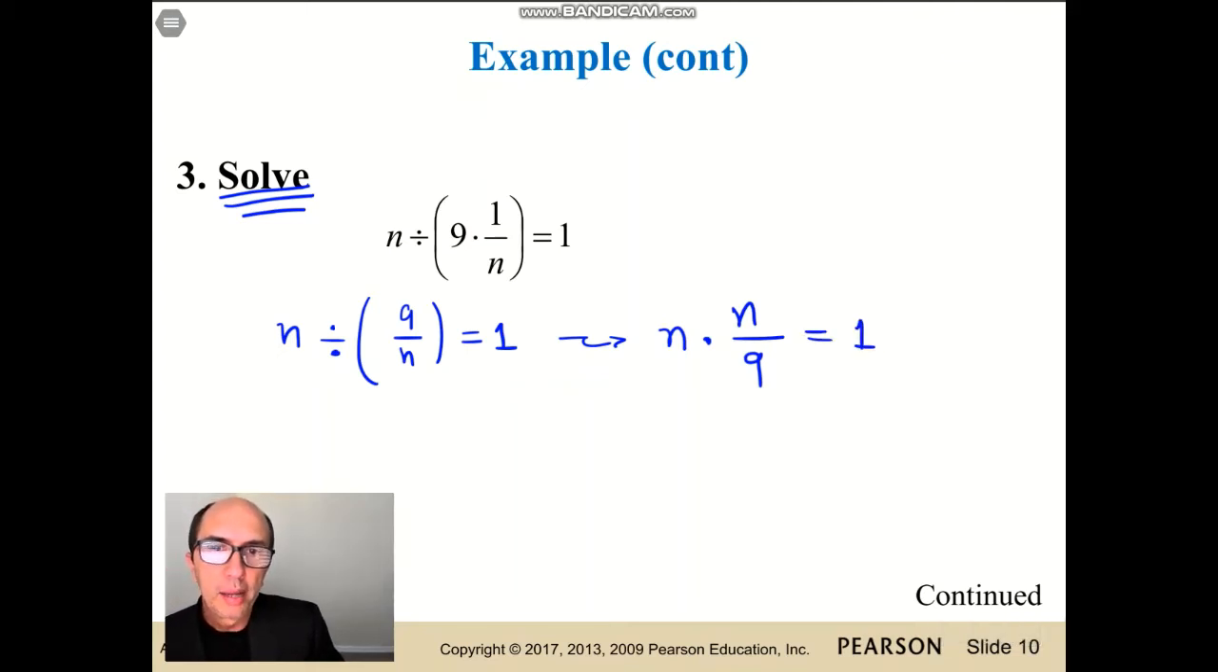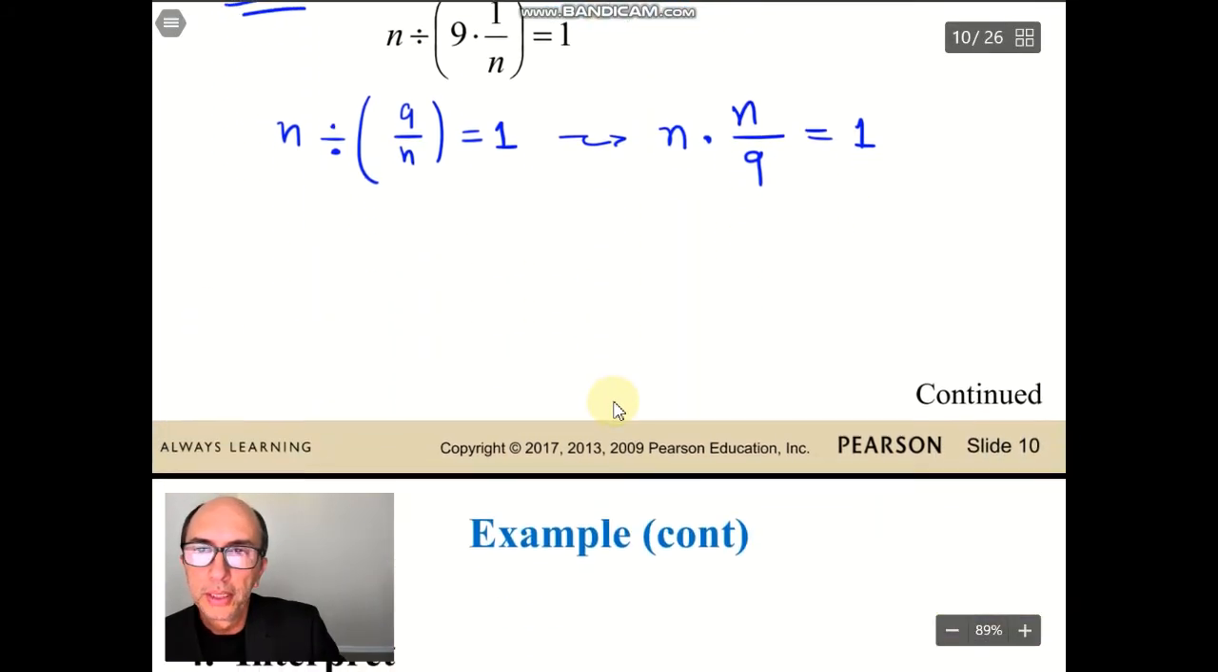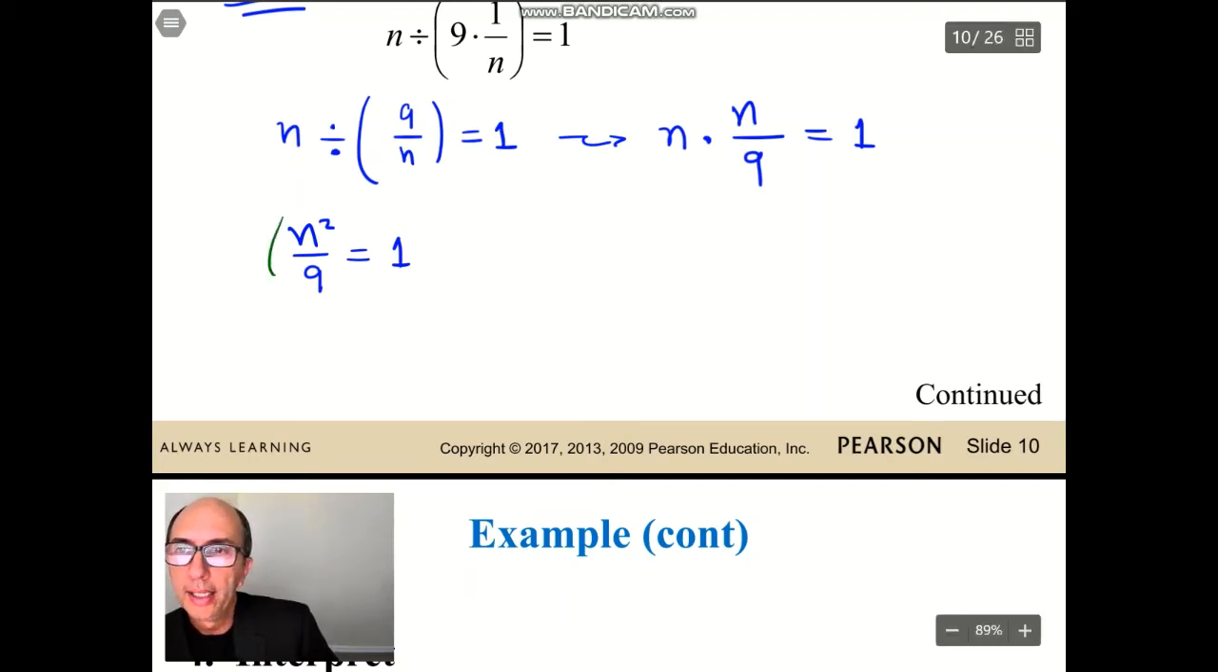And n times n we know is n squared over 9 equals 1. And we can multiply both sides by 9. So multiply by 9 here, and multiply by 9 over there, and then you can simplify, right? 9 divided by 9 is 1. n squared equals 1 times 9, it's 9.